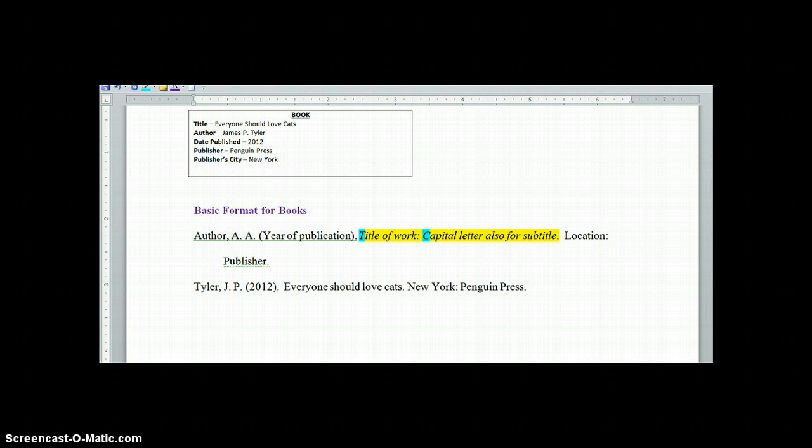Let's look at the in-text citation. The in-text citation appears in parentheses. It begins with the author's last name, followed by a comma, the date of publication, and then the closing parentheses. But how do we insert this into a paragraph, into the essay? Let's look at that now.